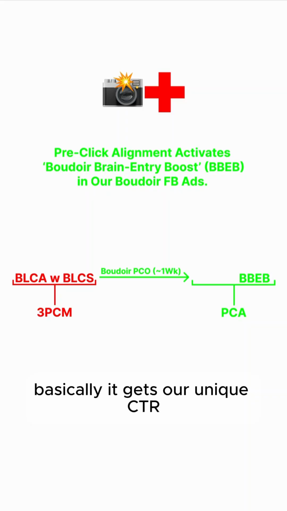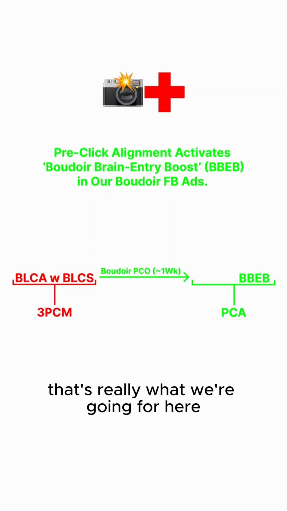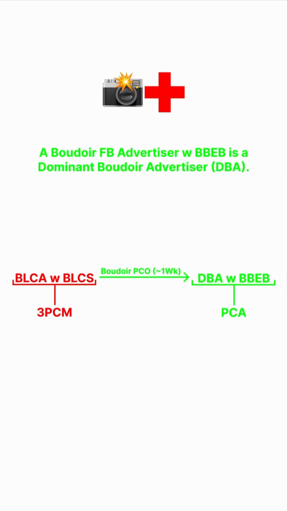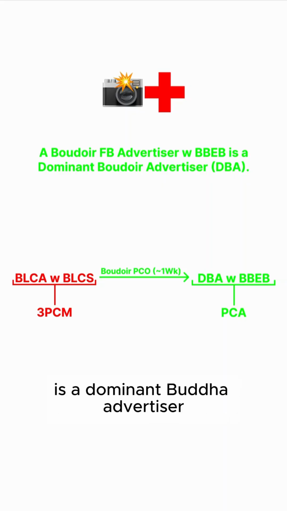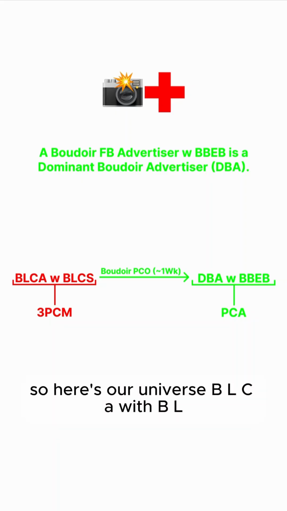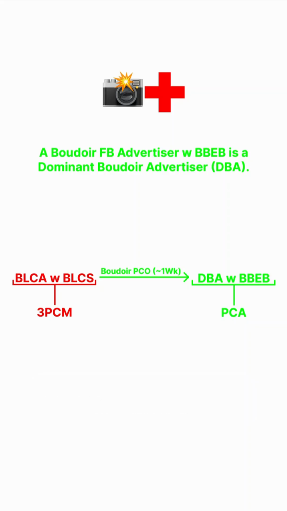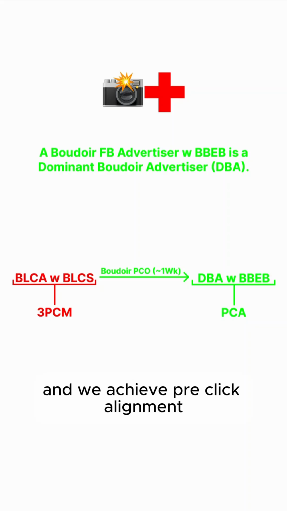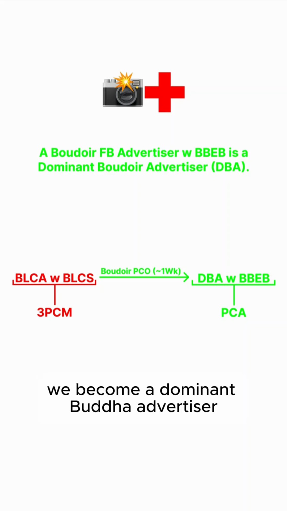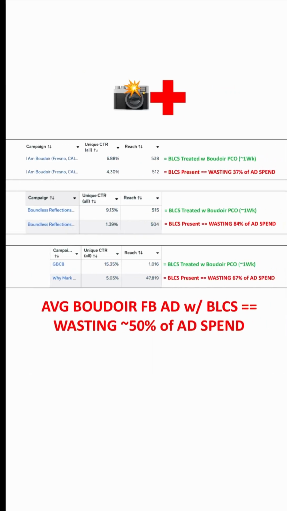We achieve pre-click alignment, and pre-click alignment activates Boudoir Brain Entry Boost, BBEB, in our Boudoir Facebook ads. Basically, our unique CTR is now above 6%. That's really what we're going for here. And a Boudoir Facebook advertiser with Boudoir Brain Entry Boost is a dominant Boudoir advertiser. So here's our universe. BLCA with BLCS is caused by the 3 pre-click mistakes. Simple enough, treated with Boudoir Pico, takes about a week, and we achieve pre-click alignment. We become a dominant Boudoir advertiser, and we have Boudoir Brain Entry Boost with our Boudoir Facebook ads.